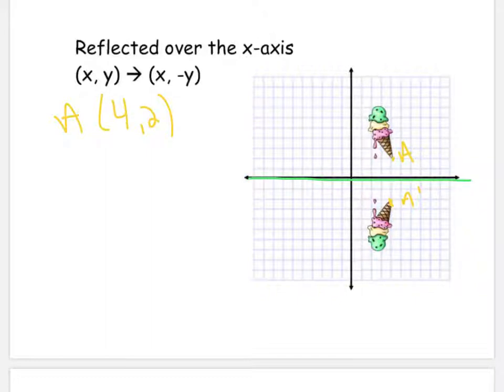So if we're going to flip this over the x-axis, it's going to go down to the bottom. Well, what changes on the bottom? Did the x values change? No, because the x values go horizontally, or side to side. It's the y values. The y values are positive when the ice cream cone is up top, and they become negative when the ice cream cone is flipped to the bottom. So that's why the x value for A prime should stay the same, so it should be 4, but then the y is opposite, or negative. So the opposite of 2 is negative 2, so my new point for the tip of the cone should be at 4, negative 2, and that is exactly where A prime is.